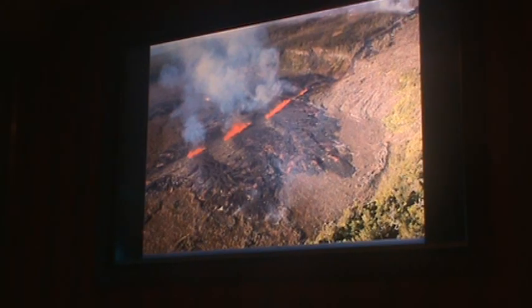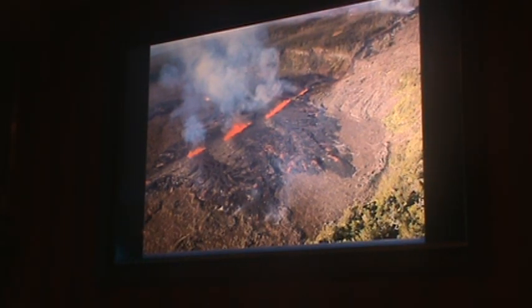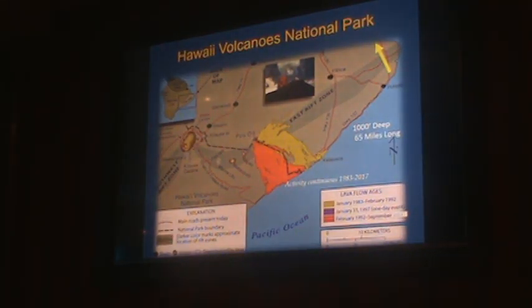If you come back here to Hawaii and you have a little bit of time, on the Big Island, you can go out there and see that. And that picture was taken, I think, a month ago. That's what that was looking like. That's cool.